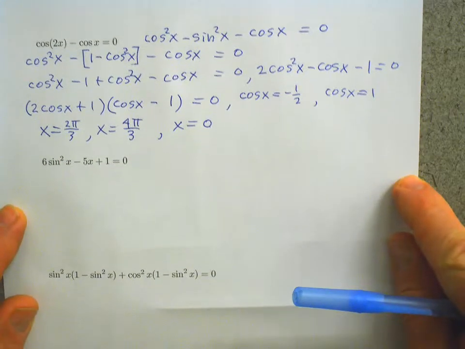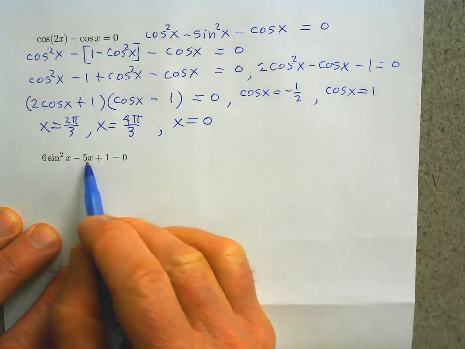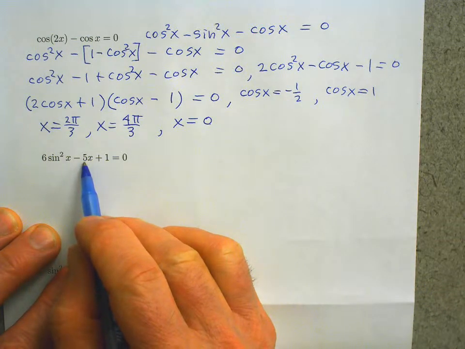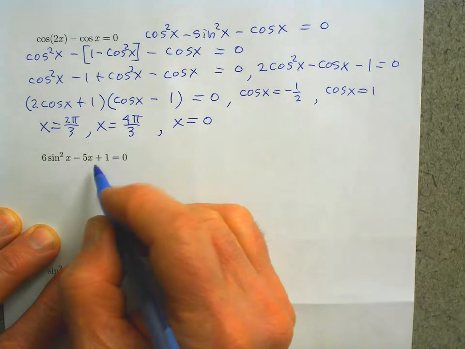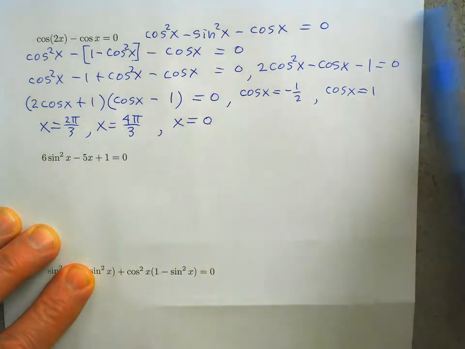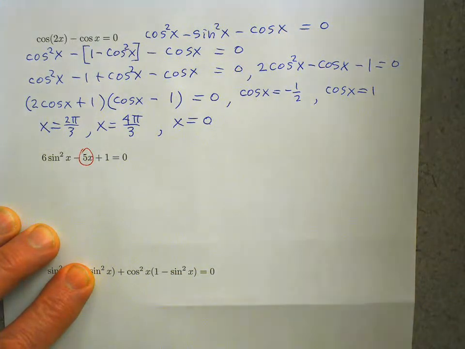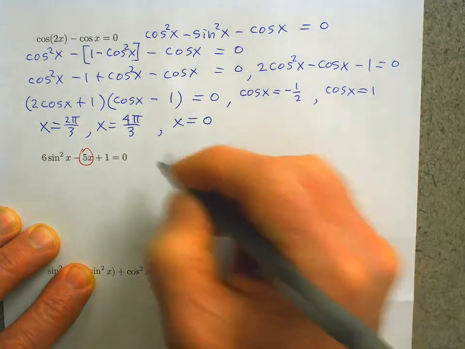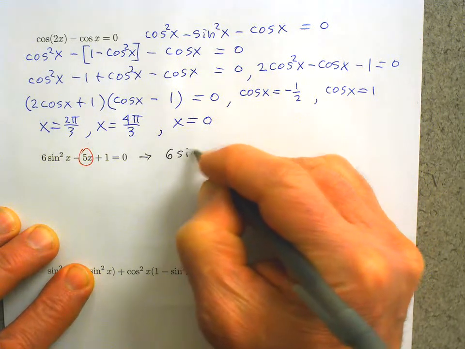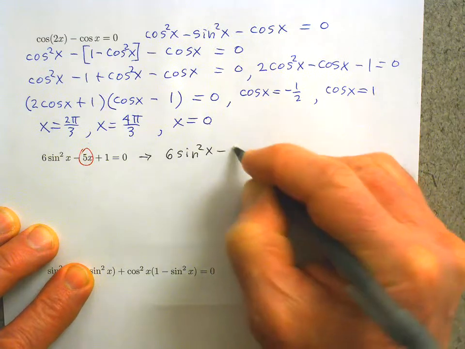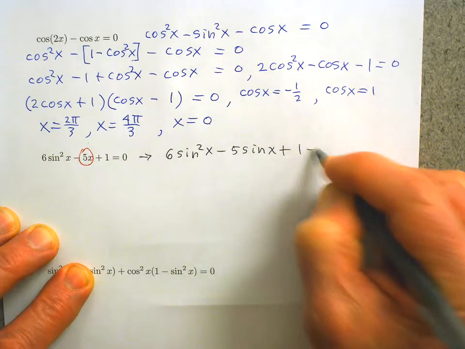Okay, the next one, this term should be minus 5 times sine of x. So we have a mistake. So solve this equation instead: 6 times sine of x squared minus 5 times sine of x plus 1 equals 0.